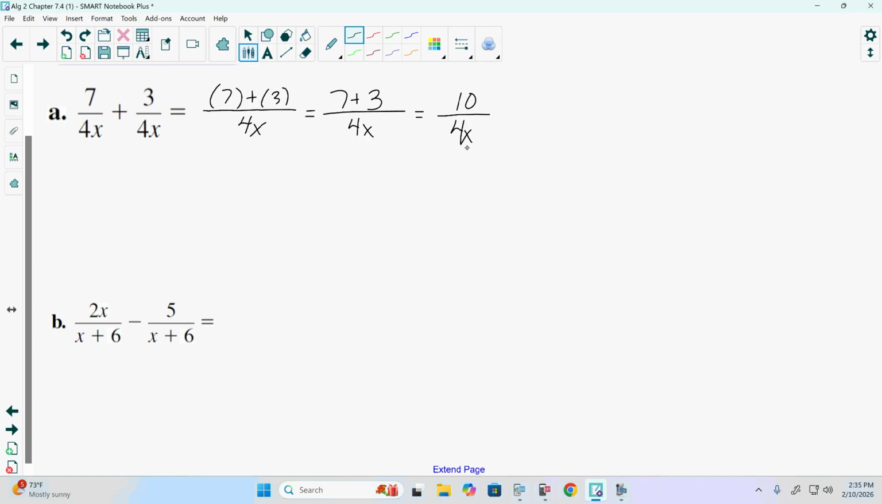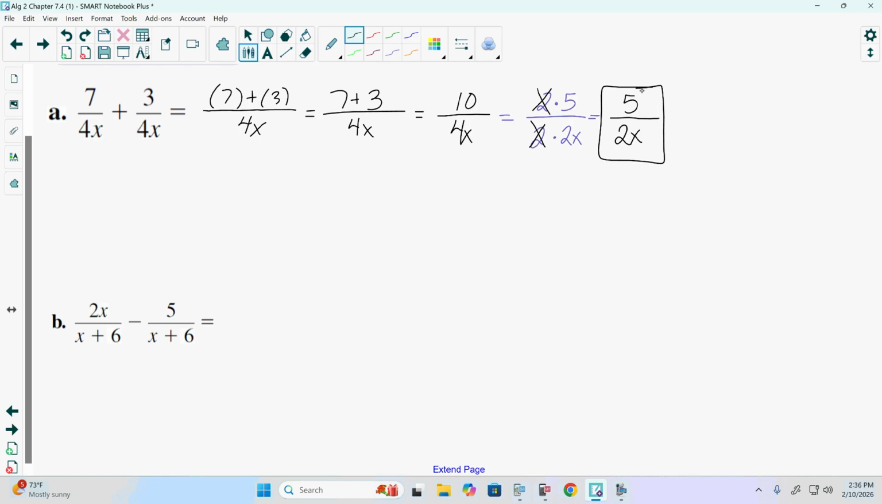We don't have to write this, but we could say that it's 2 times 5 over 2 times 2x. Because our 2 over 2 will simplify to 1, leaving us with what? 5 over 2x.